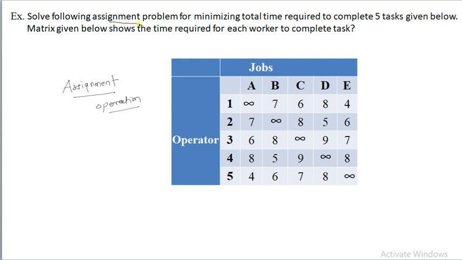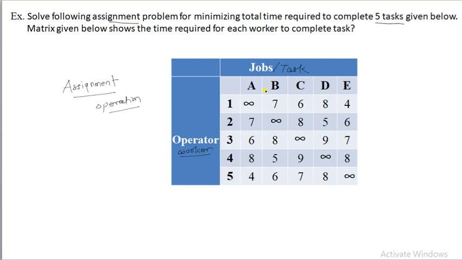It is clearly mentioned: minimizing total time required to complete 5 tasks. So there are 5 tasks as given. The matrix given below shows the time required for each worker to complete a task. So the problem is like this: task, or here we can call it a job. There are 5 operators, or this can be considered as workers. Now these 5 operators are able to do these 5 jobs.